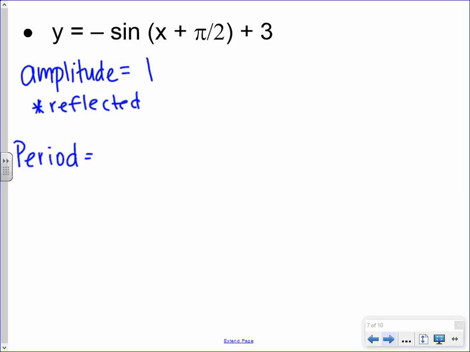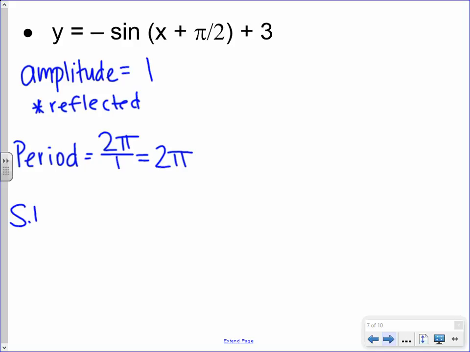All right. The period. Savannah, how do we calculate it? C. No, 2 pi over B. And in this case, what is our B? 1. Great. So we have period 2 pi. The coefficient of x is our B value, since 1 is implied, right?